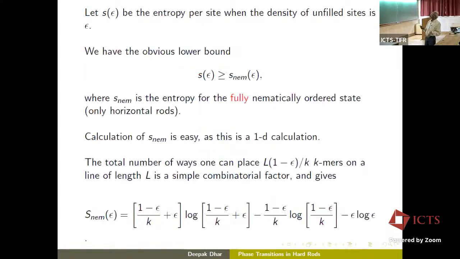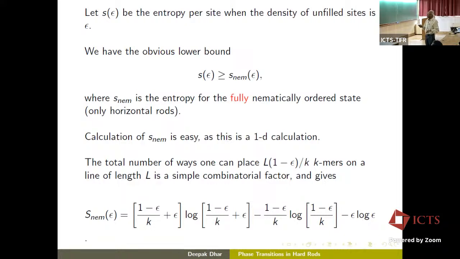Okay. So let S of epsilon be the entropy per site when the density of unfilled sites is epsilon. This is the density of holes. So we have an obvious bound that S of epsilon is bigger than S nematic of epsilon. S nematic of epsilon is defined as the entropy in the case where it is fully nematically ordered, where all the rods are parallel to each other, fully. There are no rods in perpendicular orientation. So this bound is obviously trivial.